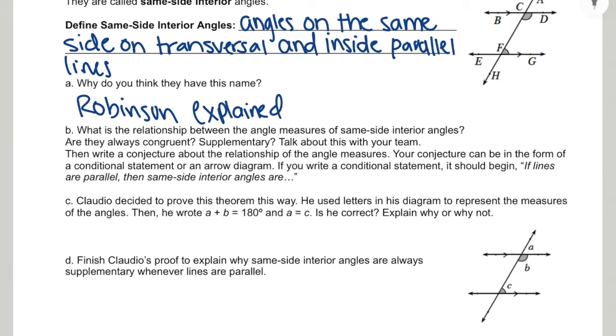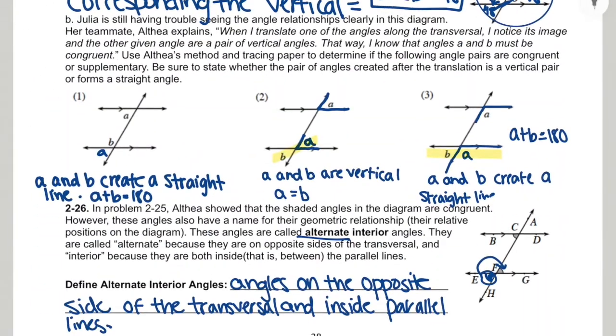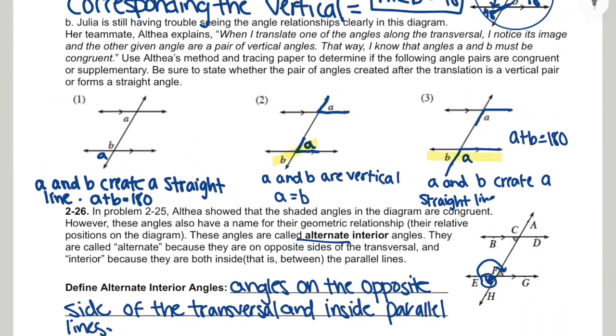If you write a conditional statement, it should begin with, if the lines are parallel, then same side interior angles are blank. And I'm feeling lazy, so I'm just going to finish that statement and not even write the first part because they already wrote it for me, so that's awesome. But we're going to figure this out by going back to these pictures down here.